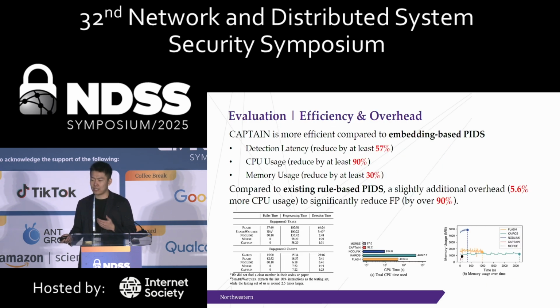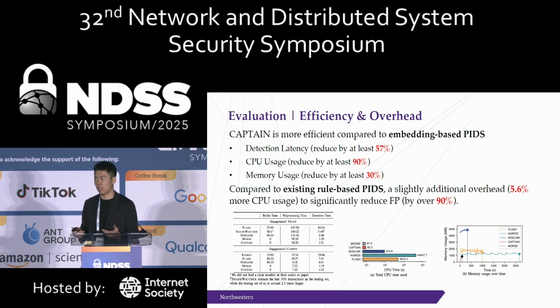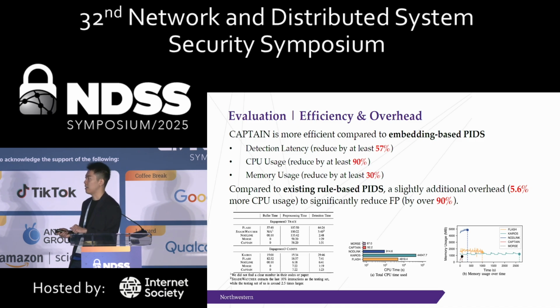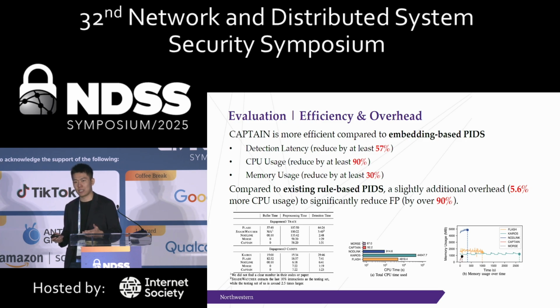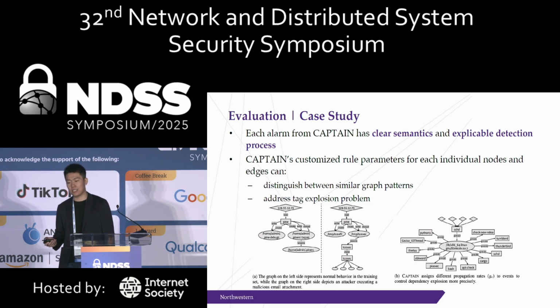And a more impressive result is on efficiency. Compared with existing embedding-based PIDS, our system can reduce the detection latency, the CPU usage, and the memory usage by a huge amount. And even compared with existing rule-based PIDS, we only add a slight additional overhead. As we mentioned before, we achieved a significant reduction in false alarms and a significant improvement in accuracy. We also present some case studies in our paper.